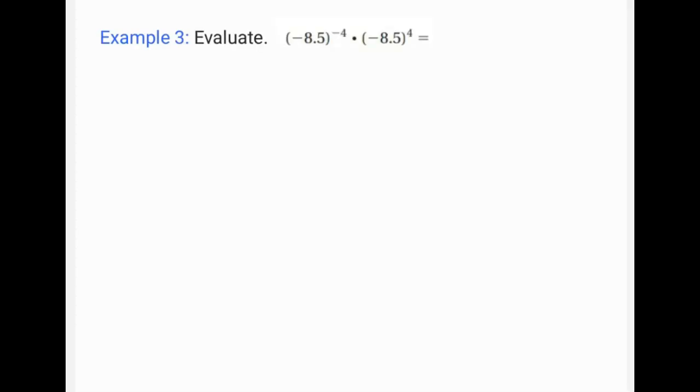In example 3, we're going to go ahead and evaluate this. So always look for your base to make sure that it is the same. If the bases are the same, then we can go ahead and work on the operation. In this case, our base is negative 8.5. Both are 8.5. And we have learned in the previous lesson for the power product property that if we have a multiplication, we're going to go ahead and add our exponents. So it becomes negative 4 plus positive 4. And negative 4 plus 4 will give us 0. So negative 8.5 to the 0 power is equal to 1.